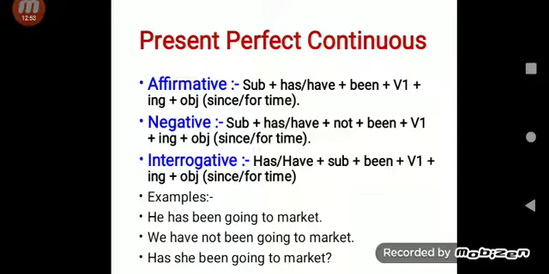Then, has she been going to market? Here, has is an auxiliary verb, she is a subject, then been, going, where go is the verb's first form plus ing, and then to market is the object, plus question mark. So to frame these sentences by yourselves, you have to learn these basic structures of tenses.